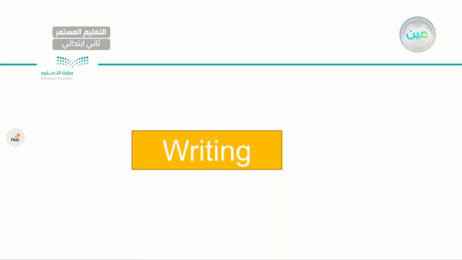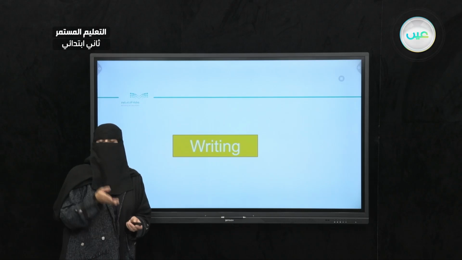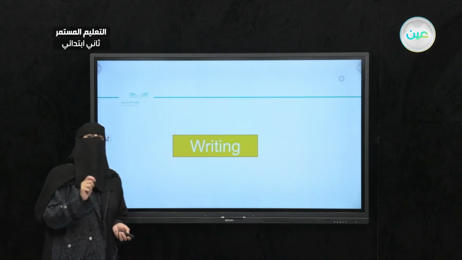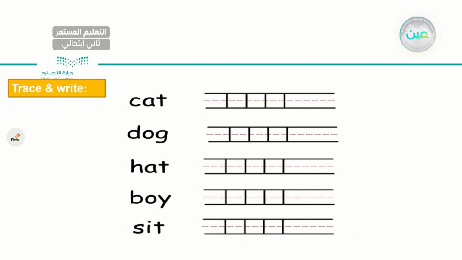Now, for the writing section, I need you to have your paper or any notebook right next to you and start writing with me. As you can see here, trace and write. Let me pick a different color. Try to write between the specific lines, okay? Pay attention to the lines and let's start. As you can see here, we will write the word cat. Cat, okay? Let's copy it now. Now make sure you are writing between the specific line, okay? Now let's go to the next word.